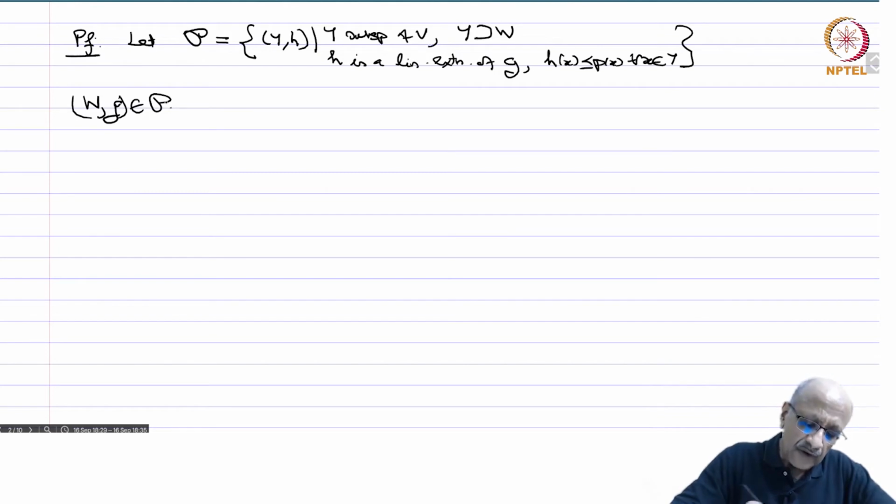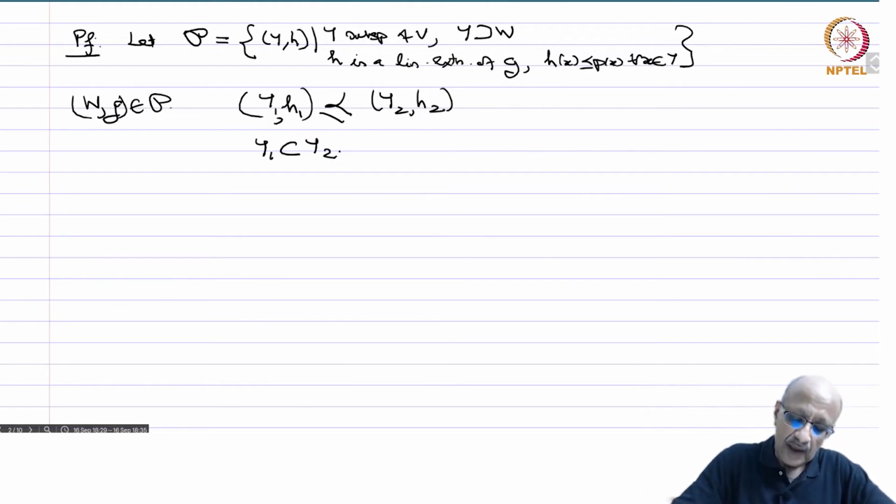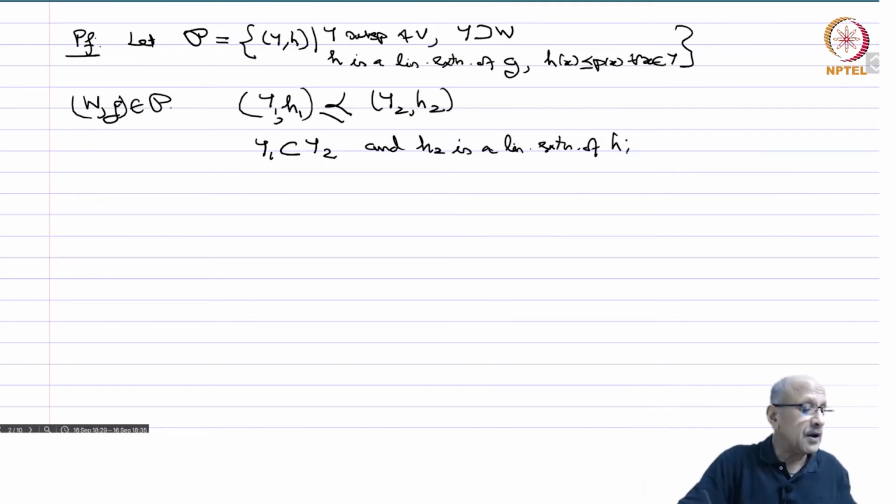So now we are going to define a partial order. So if you have (Y1, H1), we say it is less than or equal to (Y2, H2) if Y1 is contained in Y2 and H2 is a linear extension of H1. So this defines a partial order on the space. Okay.